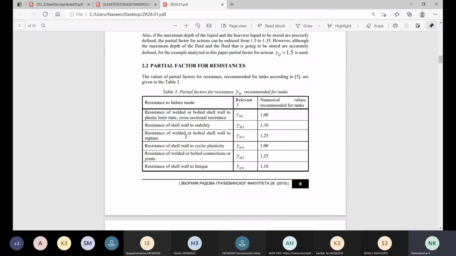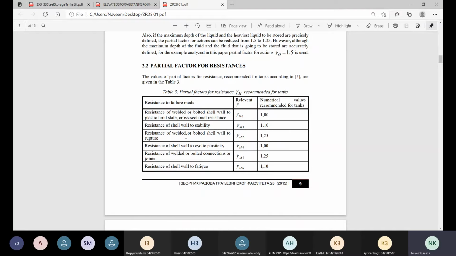For the plastic state, the corresponding partial factor of safety can be chosen. Similarly, in the third case, resistance for the rupture, that is the failure, it can be chosen. The next category is the resistance of the shell wall to cyclic plasticity, and the fourth one is the resistance of the welded or bolted connection or joints. The next category is the resistance of the shell wall to fatigue. So fatigue means failure.